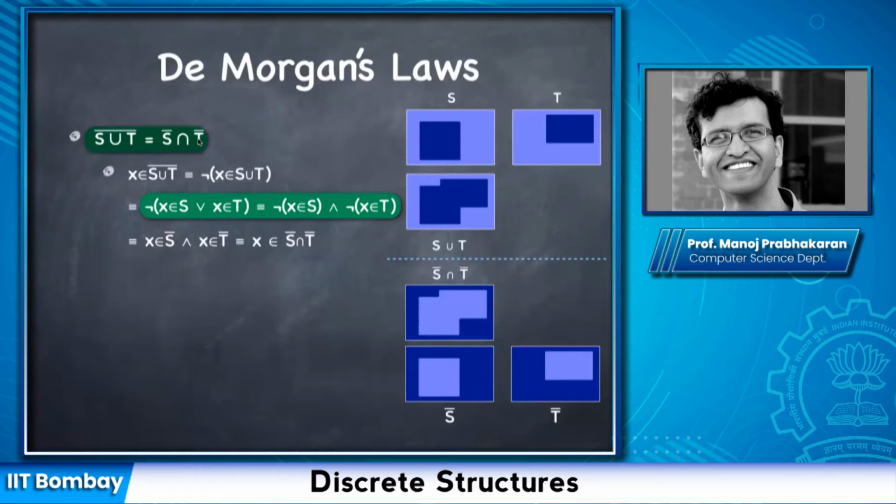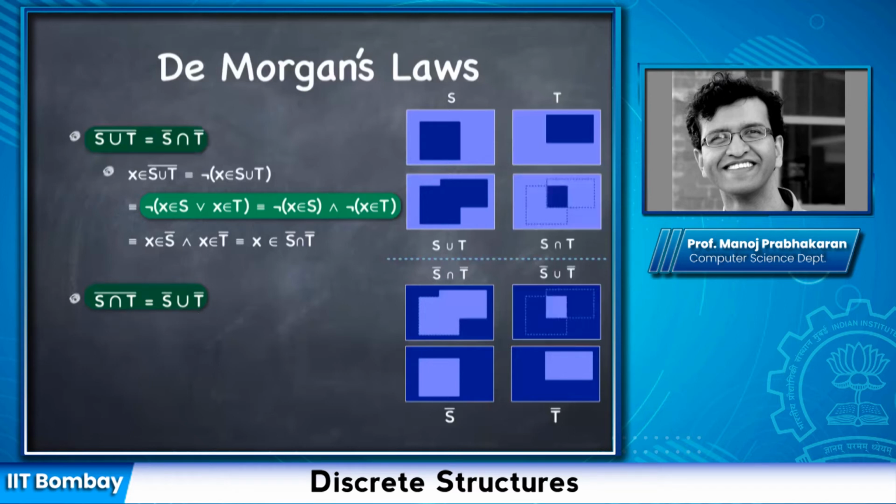These two sets are the same because their membership predicates are the same. They evaluate to the same value on every X. And you can do De Morgan's law for the dual in terms of and/or, intersection and union. You have this relation here that S intersection T complement is the same as S complement union T complement. And again, in terms of the pictures, this is what it looks like.